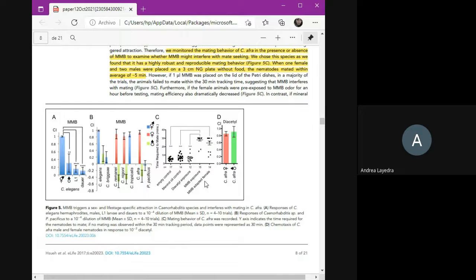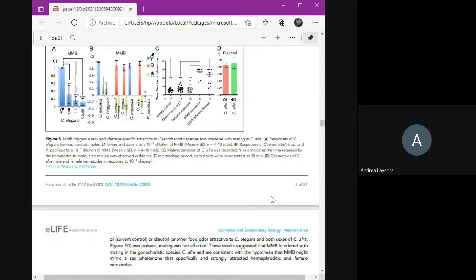When one female and two males were placed on a 3 cm NGM plate without food, the nematodes mated within an average of 5 minutes. However, if 1 milliliter of MMB was placed on the lid of the petri dish, in the majority of the trials, the animals failed to mate within the 30 minute tracking time.